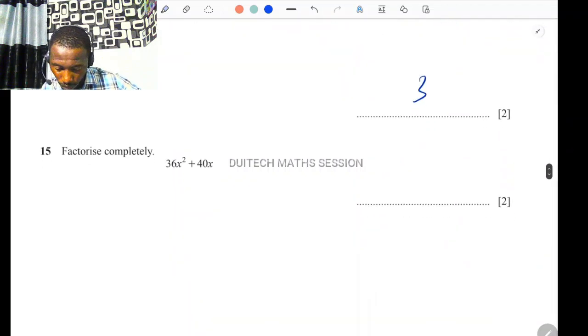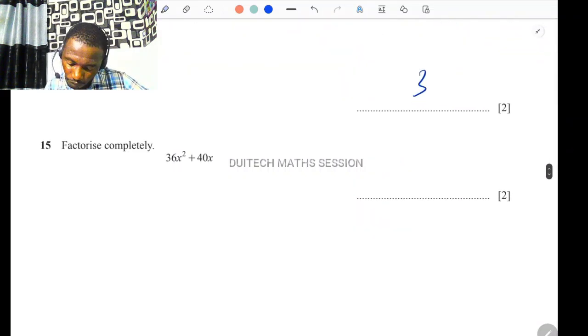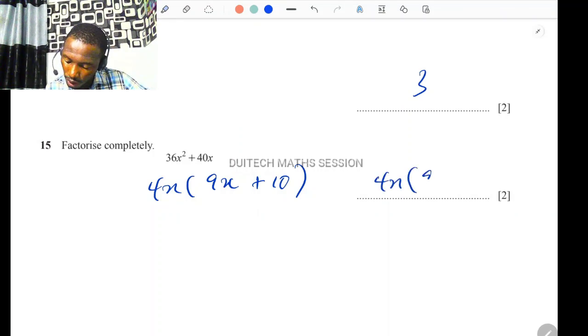The next one says factorize this. So what can divide both 6 and 4? Of course 4 can go there, and we have a common factor x. So 4 divided by 36 will give us 9, x divided by x will give us 1x, and 4 divided by 40 will give us 10, and that is the answer. So the answer is 4x in bracket 9x plus 10.